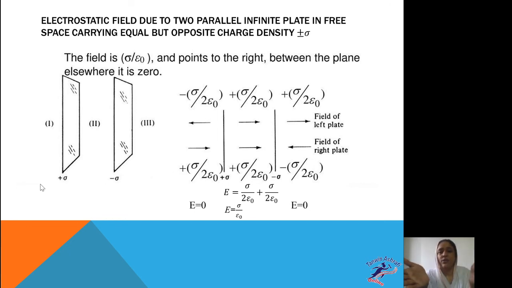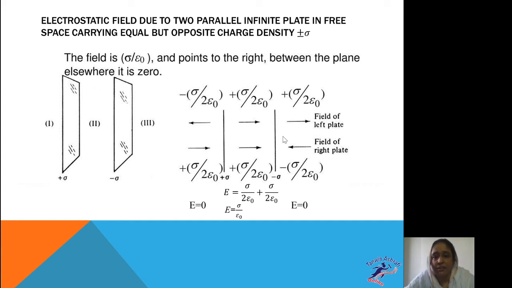Now, we have calculated for a single plane sheet. If we keep two plane sheets parallel to each other, as the figure shows, what happens? If one has a positive sigma and the other a negative sigma, that means one has a positive charge and the other a negative charge. The positive charge will spread out, and the negative charge will contract. This is the positive charge direction. This sheet will spread out in this direction, in this direction, in this direction.